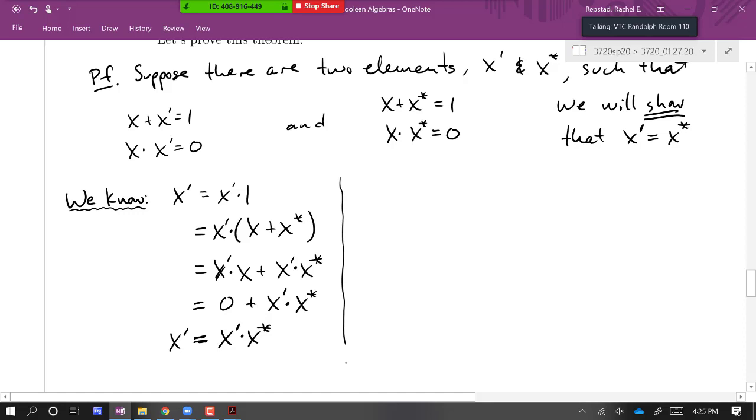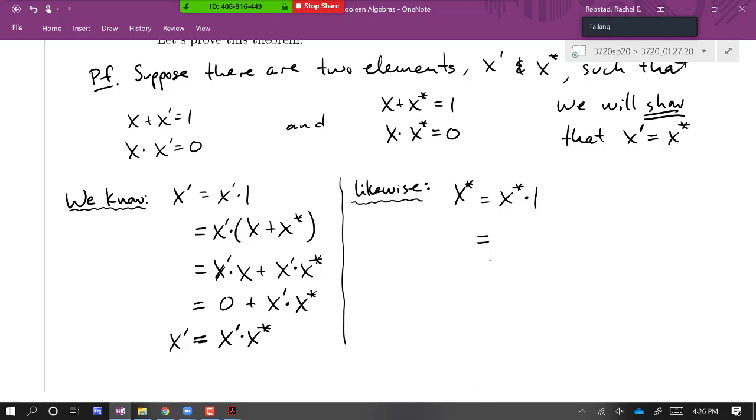So we know that x prime has to be equal to x prime times x star. Likewise, we're going to do exactly the same thing on the other side of this line, but with the x star element. So x star is x star times 1. What am I going to do with that 1? Is it going to become x plus x prime?